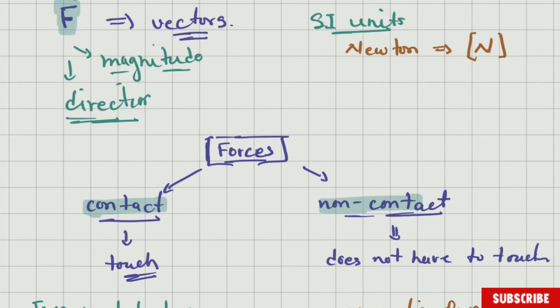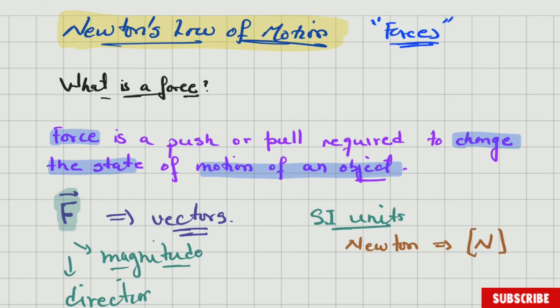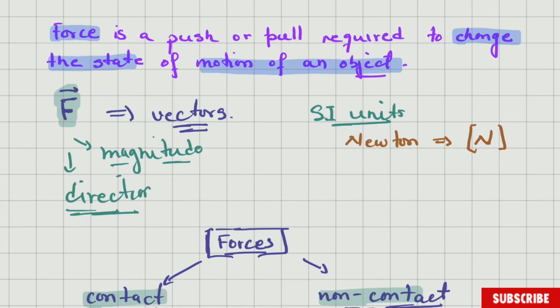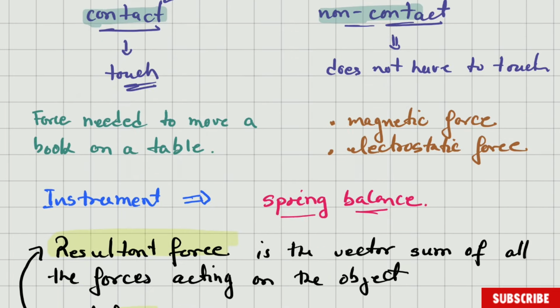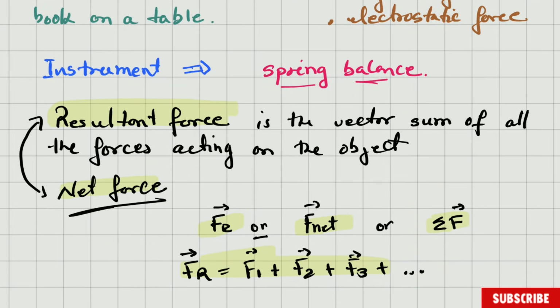I think this is all for now. We spoke about force, the general definition of force. We know the unit of force, the symbol, the classification of forces, the instrument, and finally we spoke about resultant force.